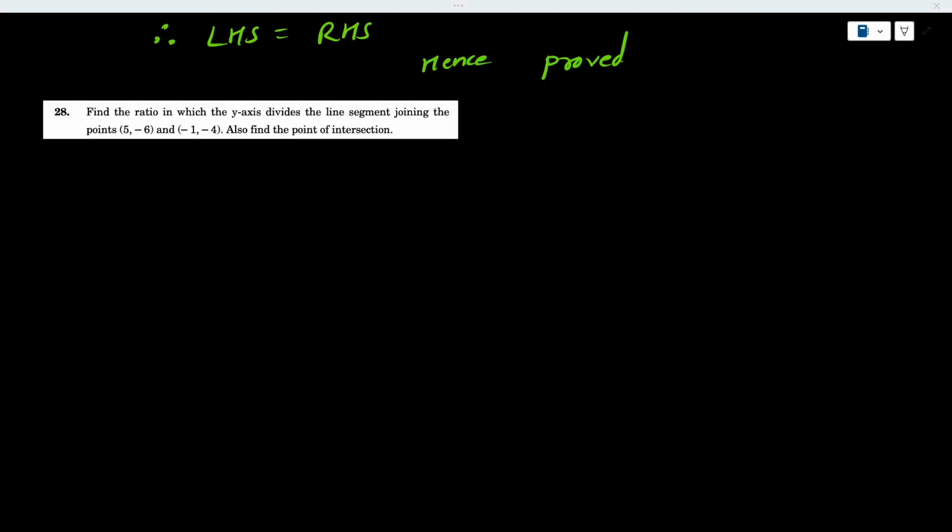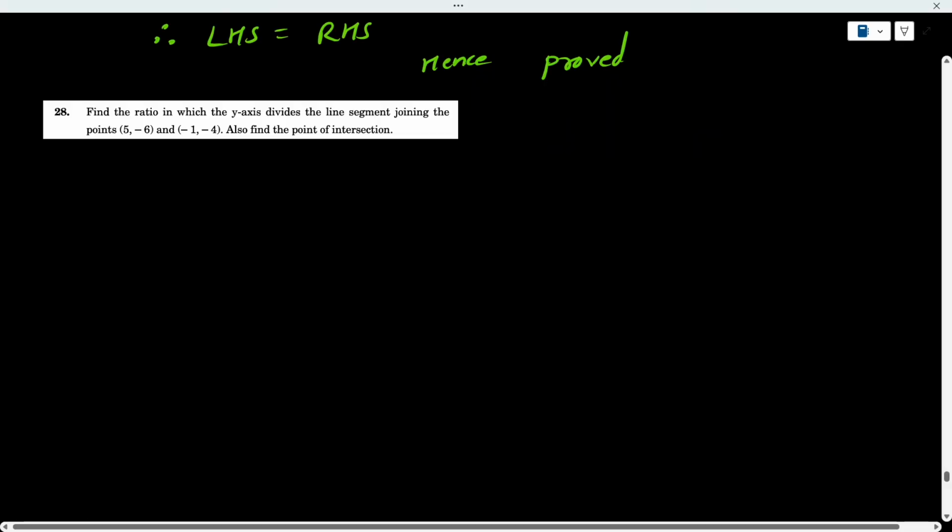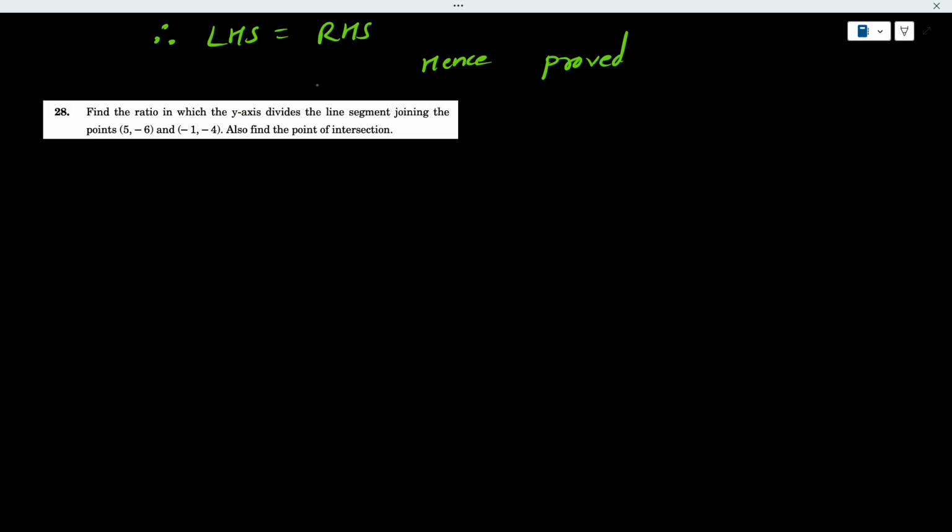So this is your next 3-marker question here. What does it say? Find the ratio in which the y-axis divides the line segment joining the points 5 comma minus 6 and minus 1 comma minus 4. Also find the point of intersection. So whenever you have this, first thing you need to know is which ratio, right? So this is question number 28. Whenever the ratio is missing, you always take k is to 1.